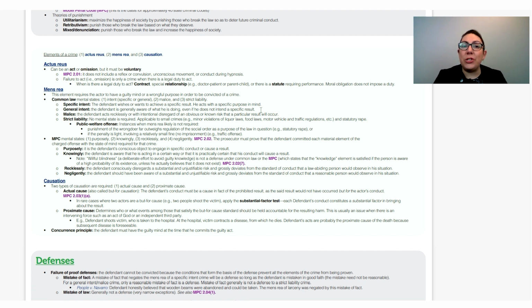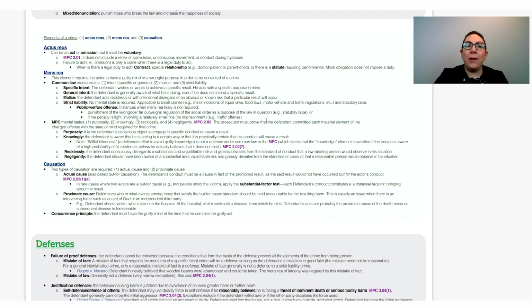Or if there's a special relationship, like a doctor-patient relationship or a parent-child relationship, a parent has an affirmative duty to act when they see their child in danger. A parent would have to step in, and a parent's failure to step in would likely lead to some criminal charges. Or if there's a statute that requires performance. So if your jurisdiction has some sort of statutory requirement that says you have to step in here, then you would have an affirmative duty to act. But generally speaking, failing to act does not satisfy the actus reus requirement.